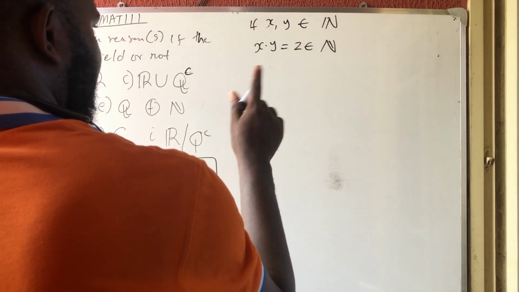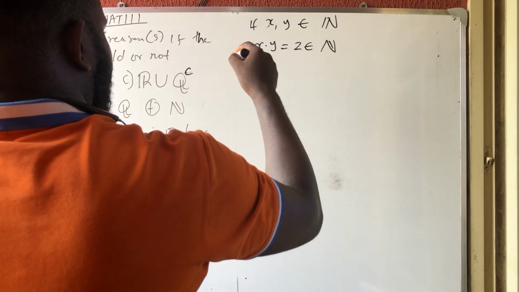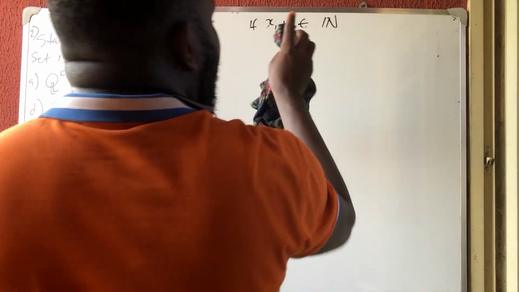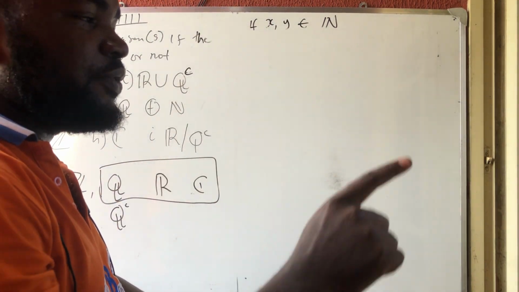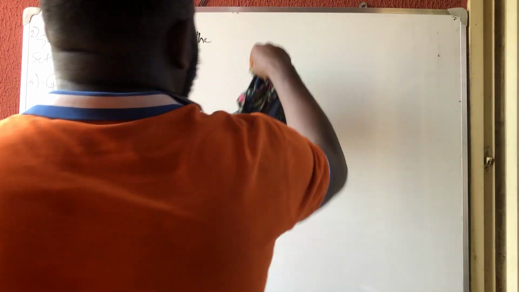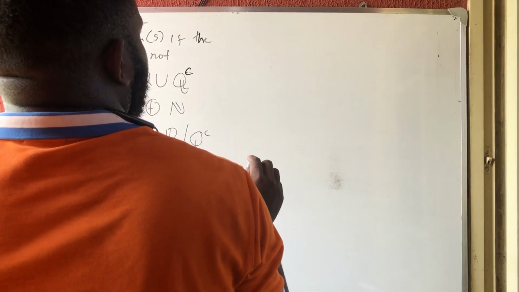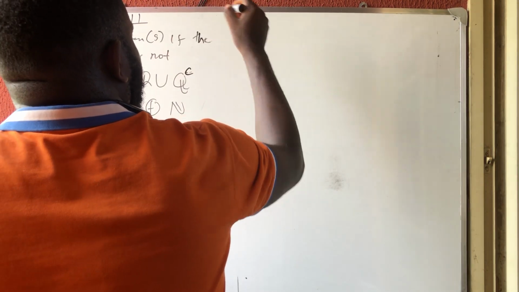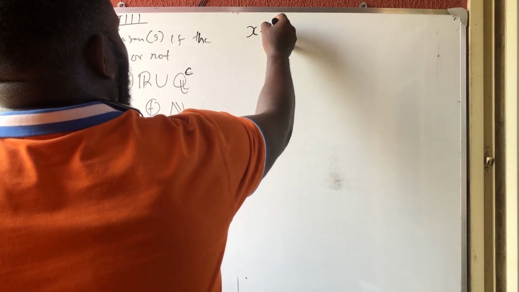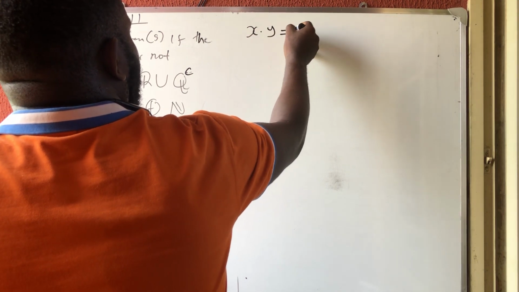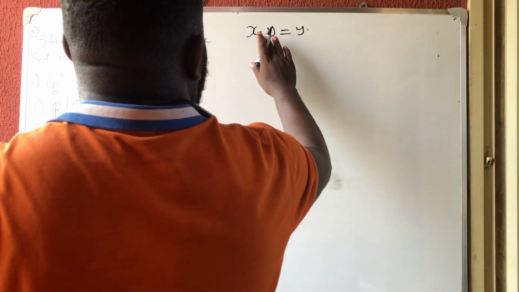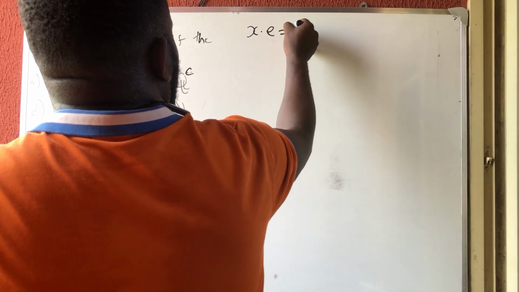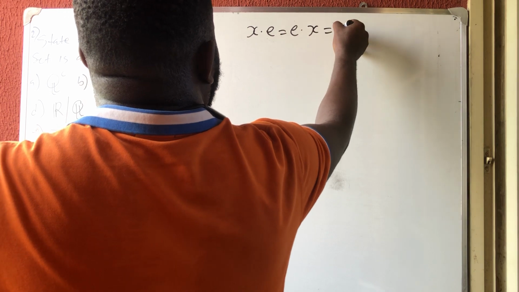Is it closed under multiplication? Pick any two elements in the natural numbers, 1 and 2. Yes, it is closed under this. Let's check: it does not have a multiplicative inverse. Look at what I mean by that. The multiplicative identity says that x times any element e is equal to e times x, which gives me back that x.